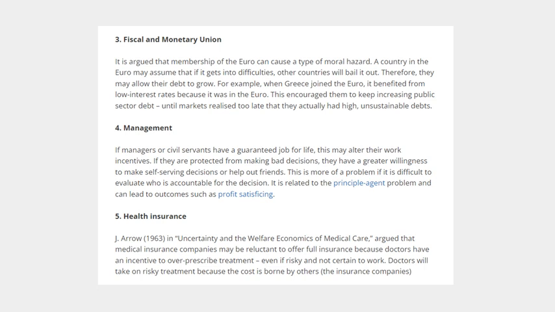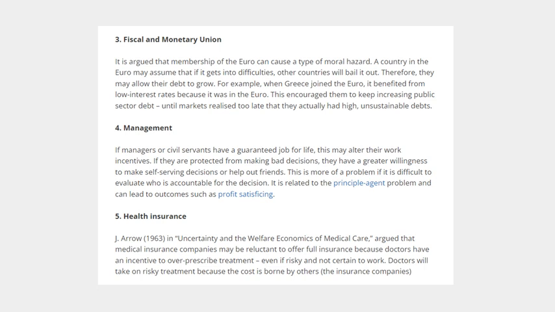4. Management. If managers or civil servants have a guaranteed job for life, this may alter their work incentives. If they are protected from making bad decisions, they have a greater willingness to make self-serving decisions or help out friends. This is more of a problem if it is difficult to evaluate who is accountable for the decision. It is related to the principal agent problem and can lead to outcomes such as profit satisficing.